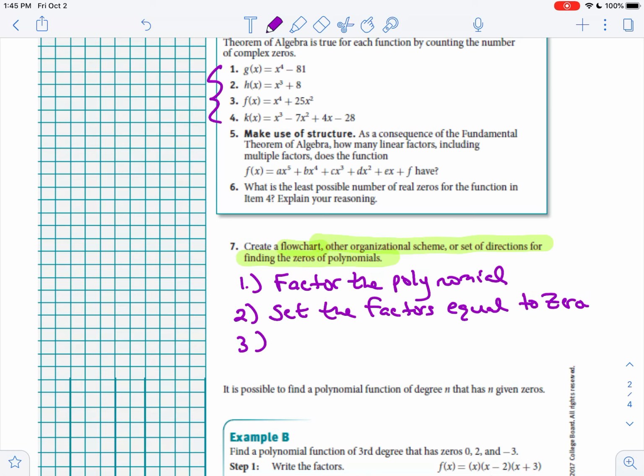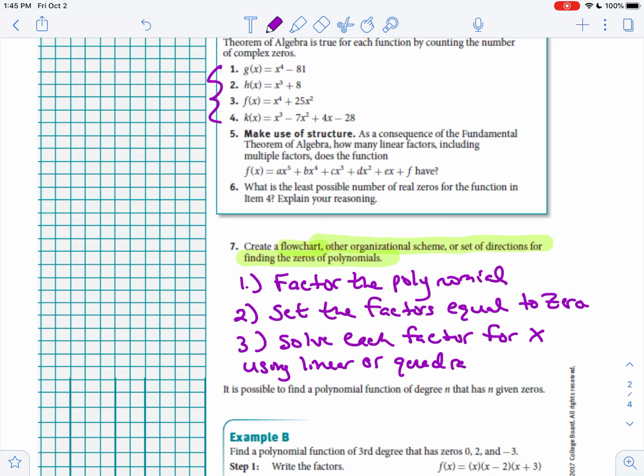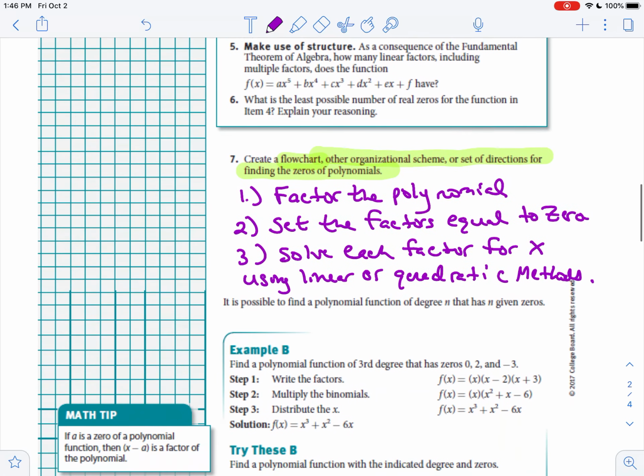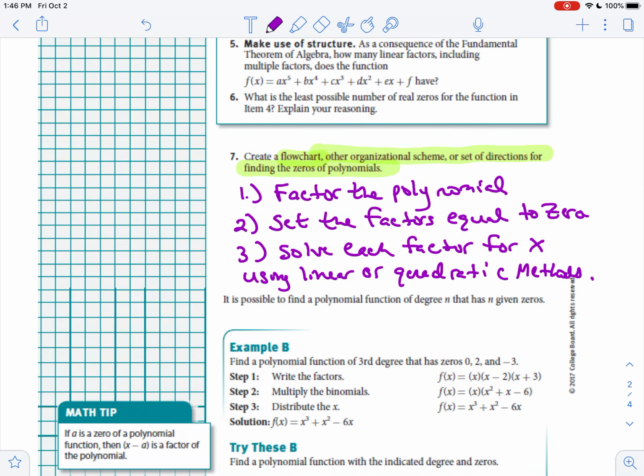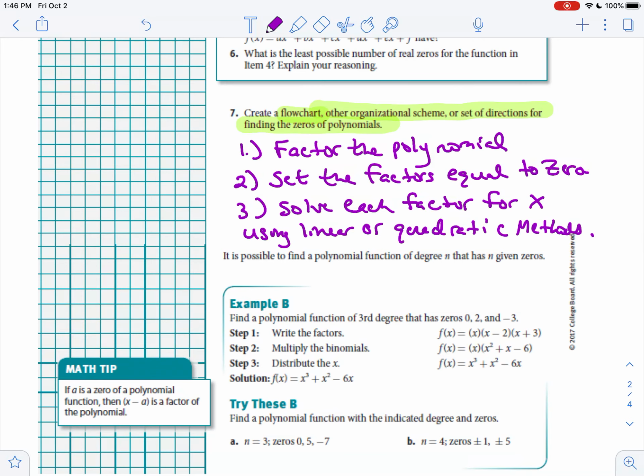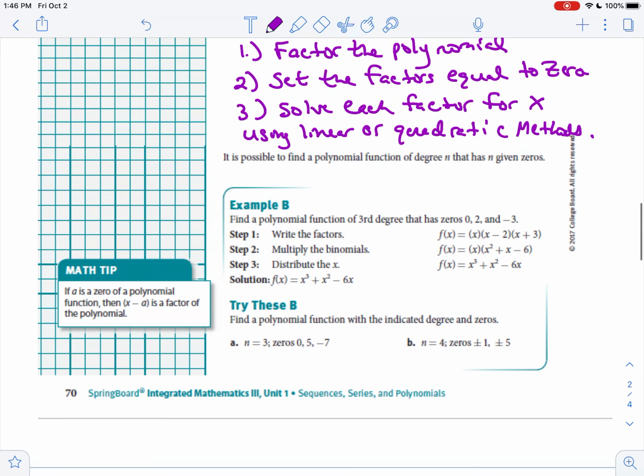Okay, and then step number 3 is solve each factor for x using linear or quadratic methods, as you saw us do on 1. So you get a little more practice with those when you work on that check your understanding and some of the practice set that you'll see at the end.